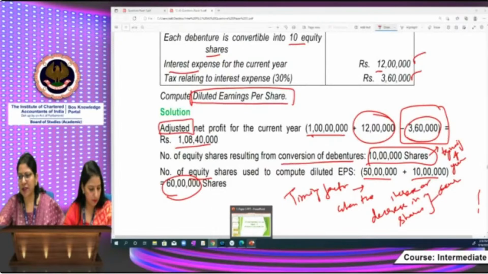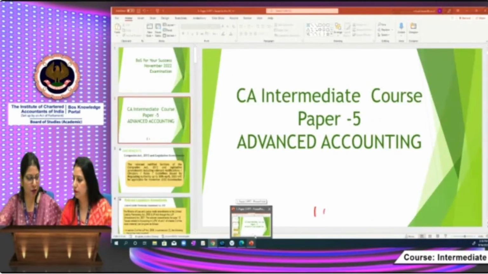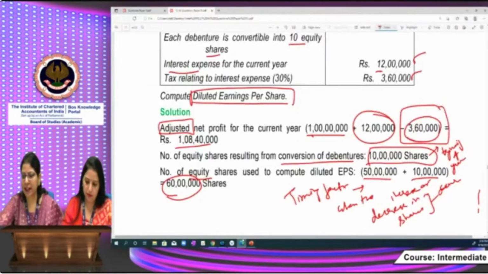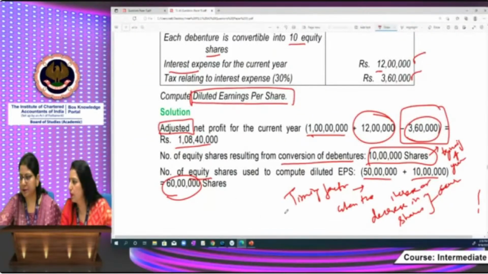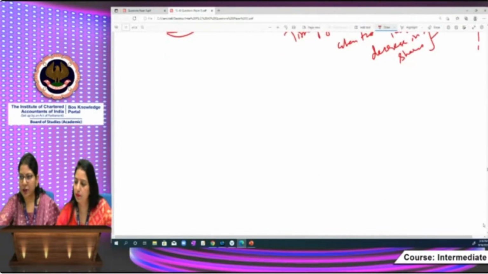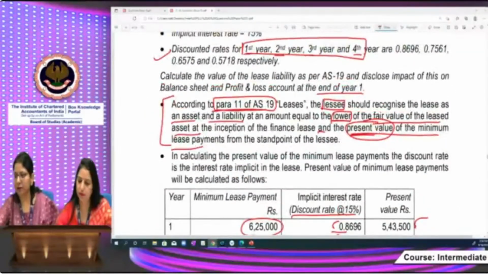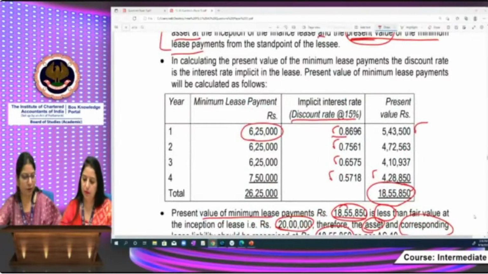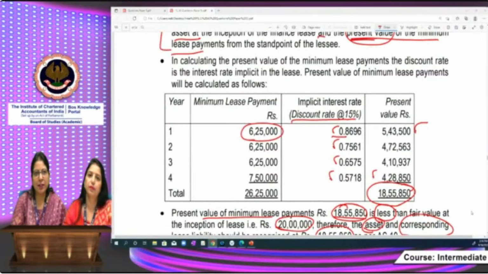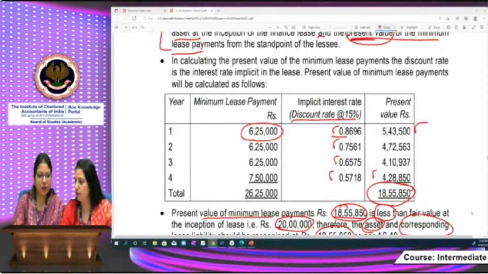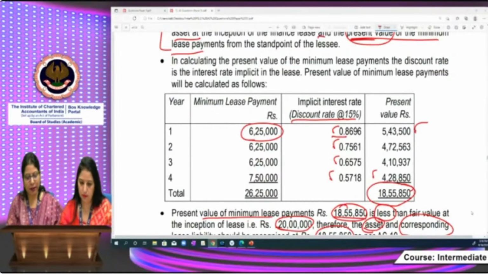Rupesh, you are asking to show the answer again. Which answer do you want to show again? AS 19 or AS 20? I think AS 19. Let's show the answer again. What do you want to ask in this particular question, Rupesh? We have shown the answer. Chalo, whatever you want to ask, you can ask later. We will come back to this again.